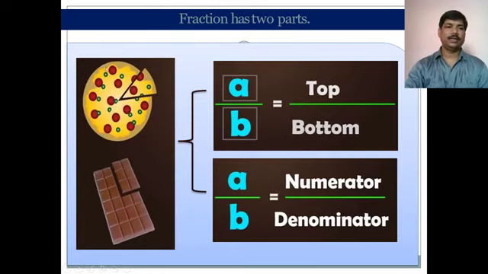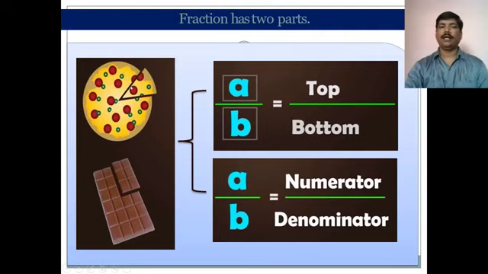As you are seeing here, this whole pizza is cut and a part is removed from it. So this removed part is the fraction of the whole pizza.